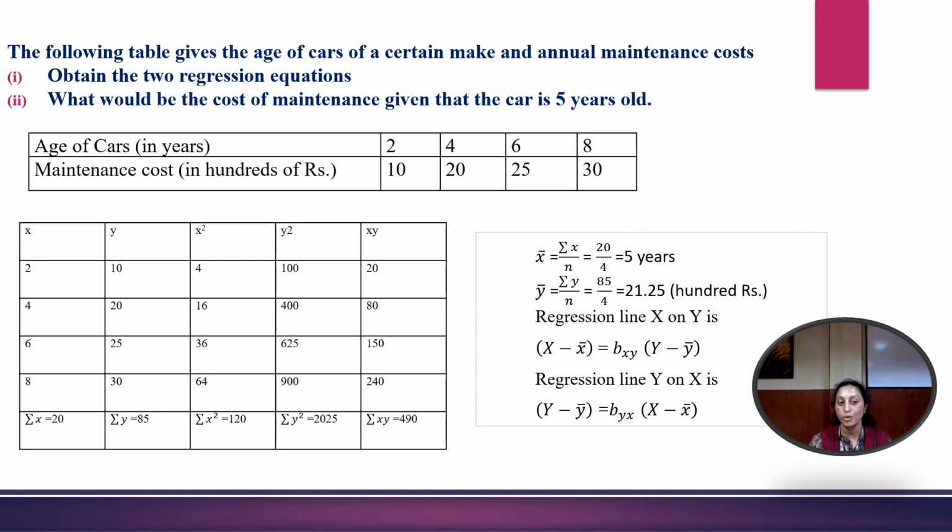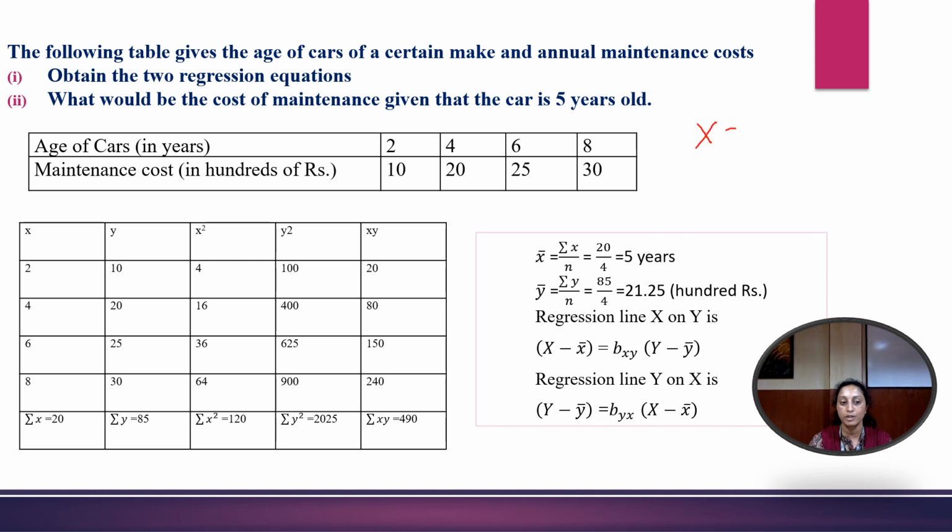So here we want to know what would be the cost of maintenance given that the car is 5 years old. We know that the car is 5 years old and we want to estimate the maintenance cost. So let us represent age of the car as X and maintenance cost as Y. In this problem, we want to obtain the two regression equations, and we also want to calculate the cost if the age of the car is 5 years.